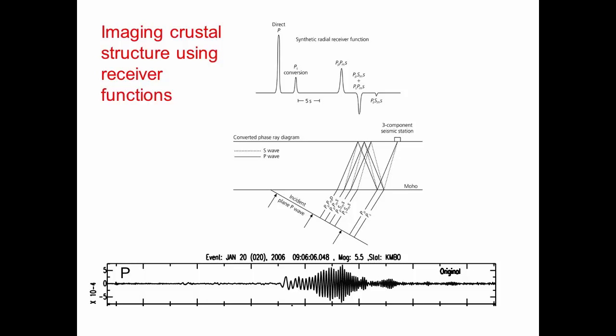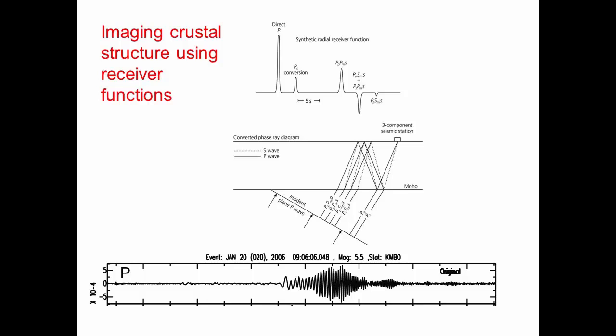So all that energy arrives. Here is the P wave, and just after the P wave, in the first 10 to 20 seconds or so after the P wave. And so in order to isolate those converted phases, we do some processing, which I'm not going to go into any detail. We remove the source effects, we remove the instrument effects, and we end up with what we call a receiver function.